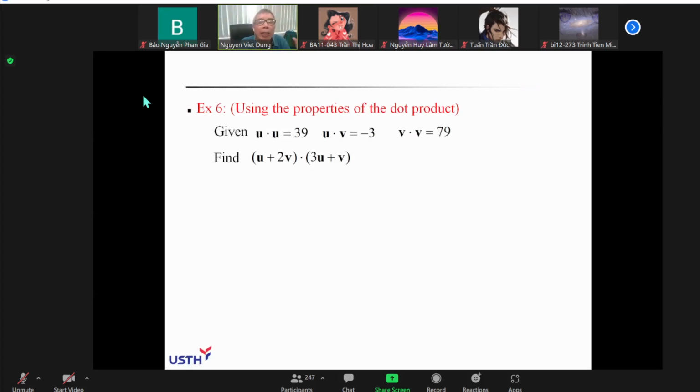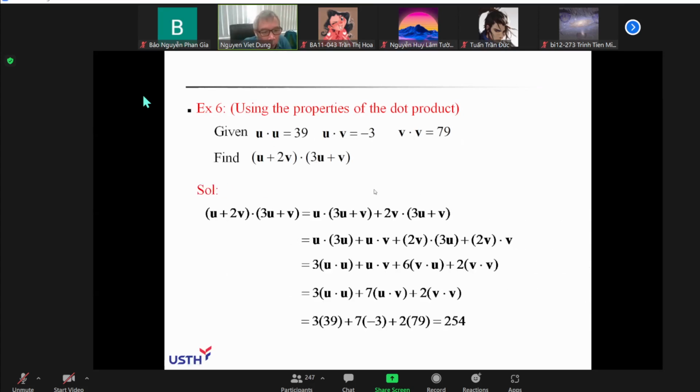The next slide will show you this: you don't know what u and v are, but at least you know the products u dot u, v dot v, and u dot v. Then with that data, you can find the product of u plus 2v dotted with cu plus v. That dot product can be computed using those numbers. We apply the four properties of the dot product, and you can find it here. So I will omit it here.